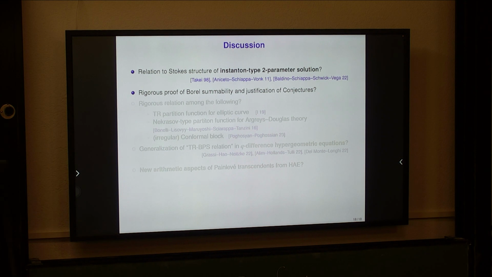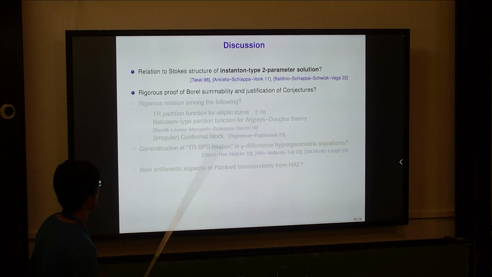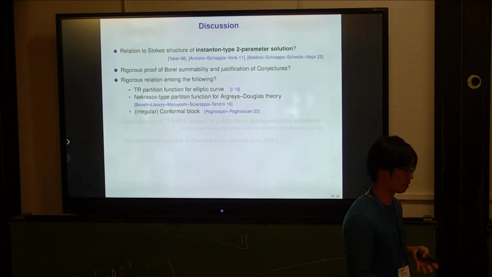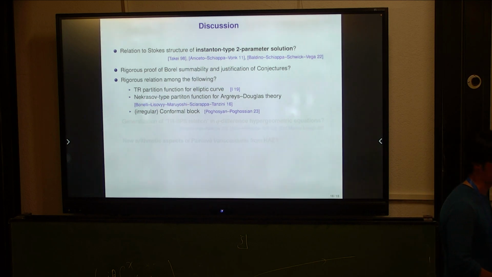And also, we assume too many things, such as Borel summability of the partition function, convergence of the discrete Fourier series, and so on. So we have to prove them rigorously. And recently, I'm also interested in the relation between many approaches to compute the tau function.